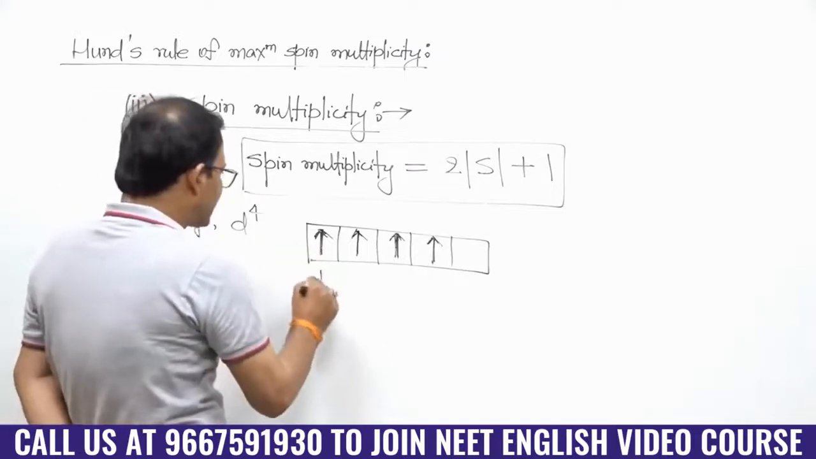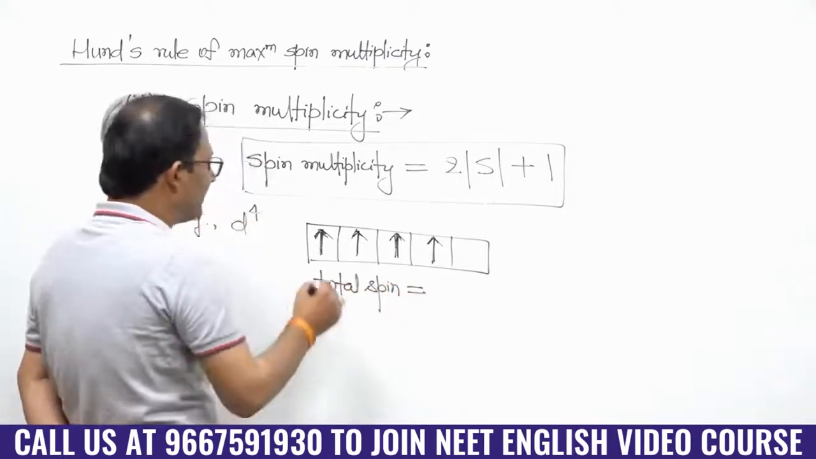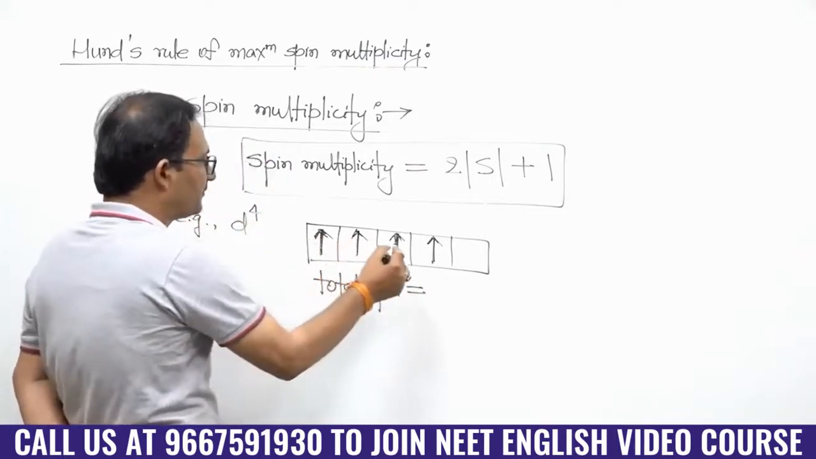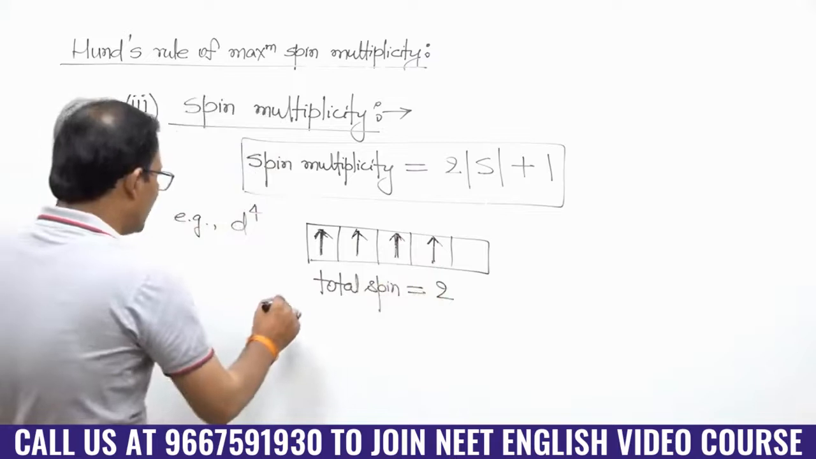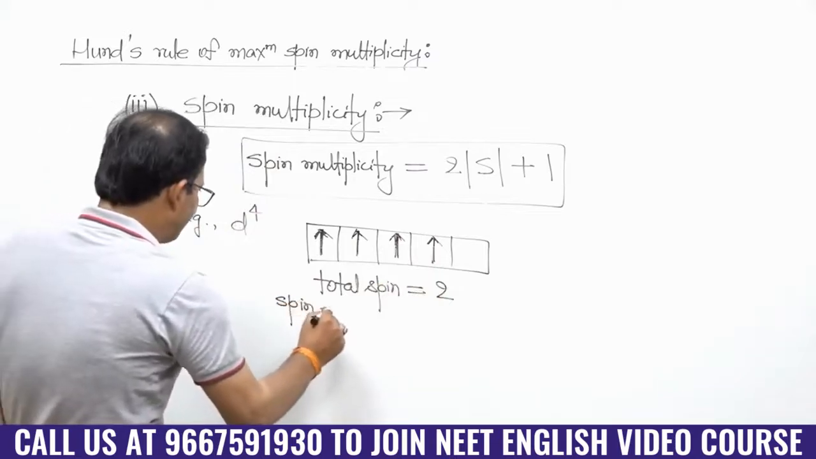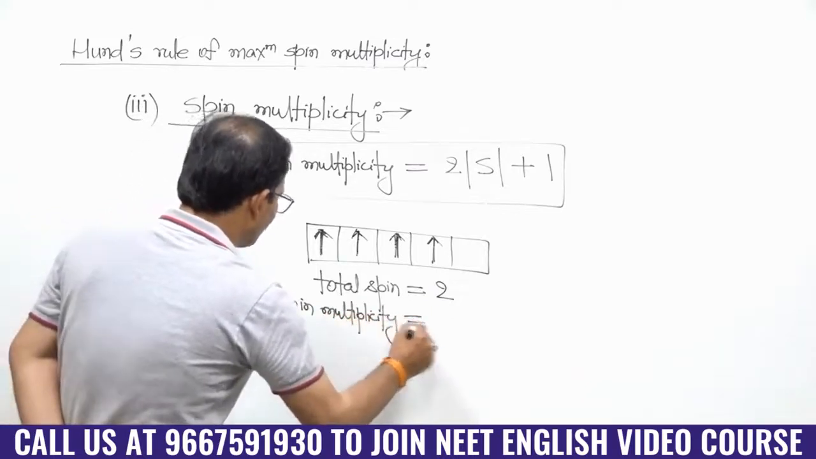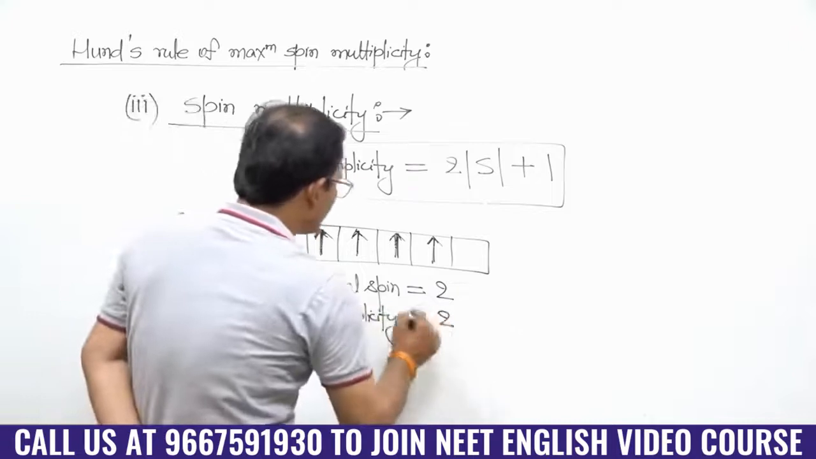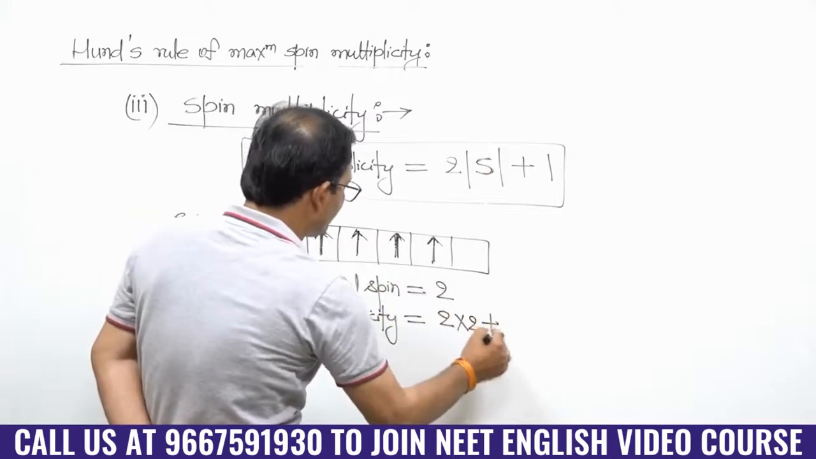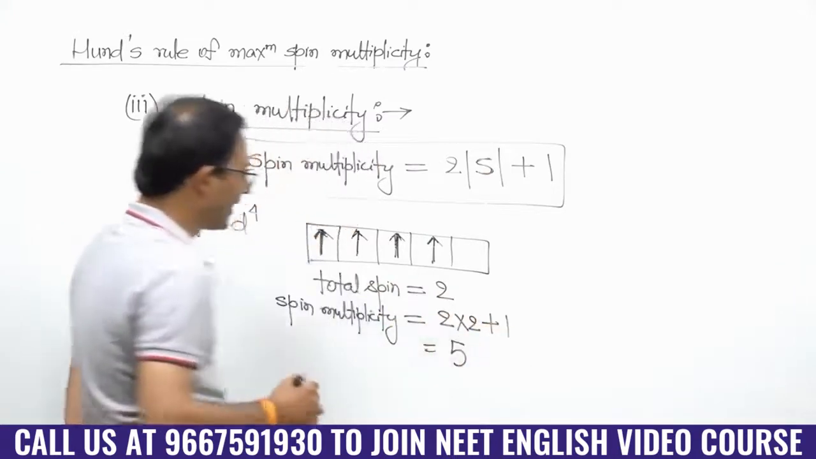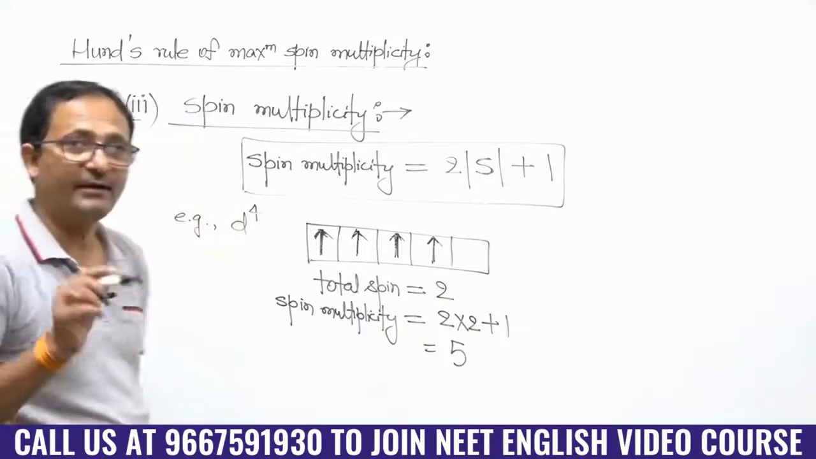Therefore, total spin here will be half plus half plus half plus half, that is 2. So, spin multiplicity for d4 will become 2 into 2 plus 1, that is 5, right?